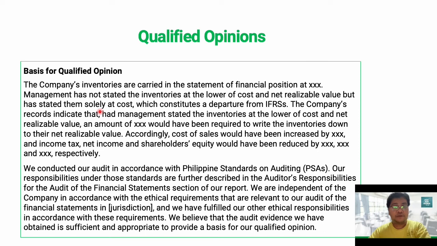So for example, in this case, the company's inventories are carried in the statement of financial position at a certain amount, let's say 1 million. Management has not stated the inventories at LCNRB but has stated them at cost, which constitutes a departure from PFRS. The company's records indicate that had management stated the inventory at LCNRB, an amount of, let's say, 500,000 or 300,000 would have been required to be written down. Because the client did not effect that adjustment, we are qualifying our opinion with respect to the inventory account.